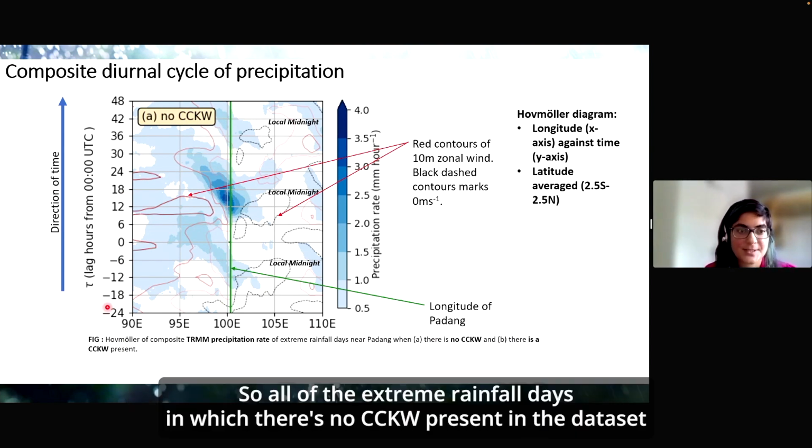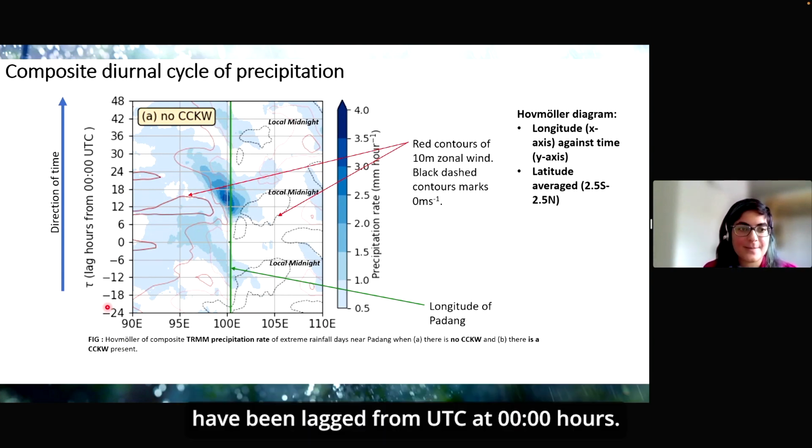So this is a composite. All of the extreme rainfall days in which there's no CCKW present in the data set have been lagged from UTC 0-100 hours.